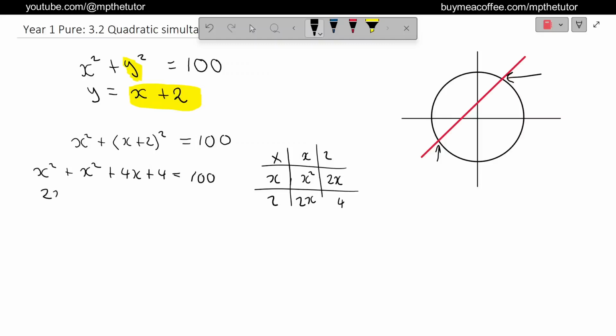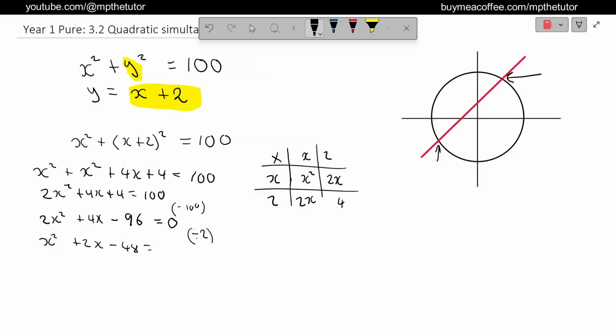We're going to collect the like terms. You have 2x squared plus 4x plus 4 equals 100. Then I'm going to take away 100 from both sides, so you end up with 2x squared plus 4x minus 96 equals 0. In this case they're all even, so I could halve it and then factorize it, though you also could have just plugged it into the quadratic formula. I'm going to divide by 2, so you end up with x squared plus 2x minus 48 equals 0.